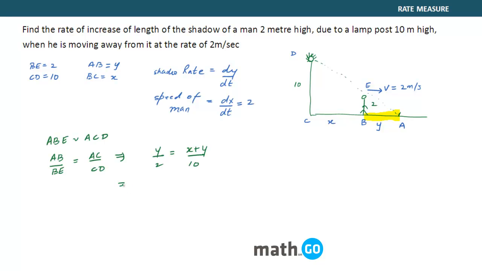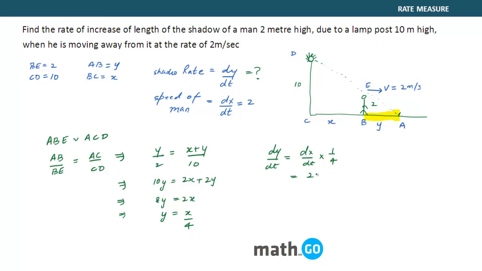So this is the relation, and if you solve it, what will you get? This will be 10y equals 2x plus 2y, or we can say 8y equals 2x, or y equals x by 4. And we wanted not y, we wanted what? This is our target, dy by dt. You just have to differentiate. So dy by dt is nothing but dx by dt into 1 by 4, right? And we know that dx by dt is given to us, that is 2. So the answer to this final problem is nothing but 1 by 2. This is the answer. That's it.